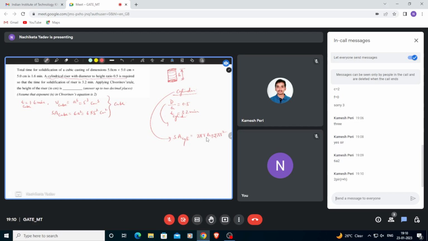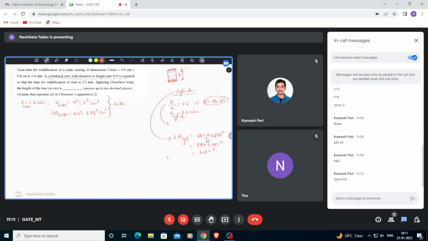And we also know this ratio d by h. So here we can write h equal to 2d or 4r. So 8 pi r square plus 2 pi r square, which will be 10 pi r square.